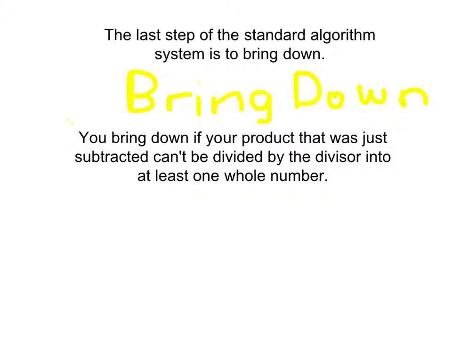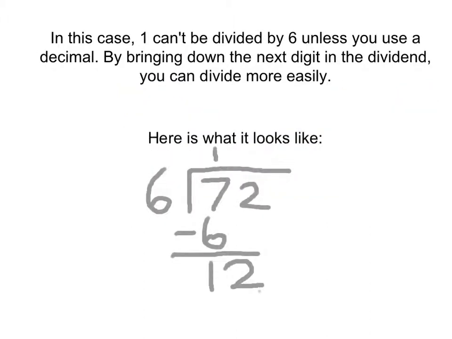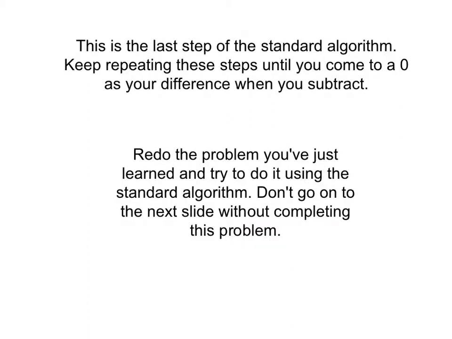The last step of the standard algorithm system is to bring down. You bring down if your product that was just subtracted can't be divided by the divisor into at least one whole number. In this case, 1 can't be divided by 6 unless you use a decimal. By bringing down the next digit in the dividend, you can divide more easily. This is the last step of the standard algorithm.